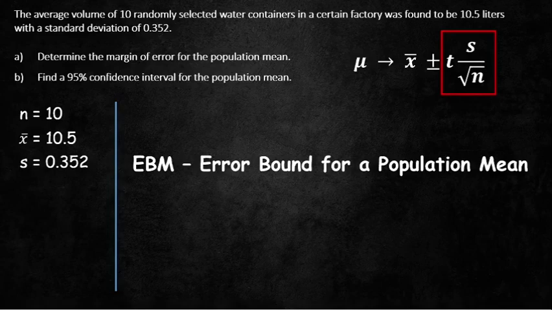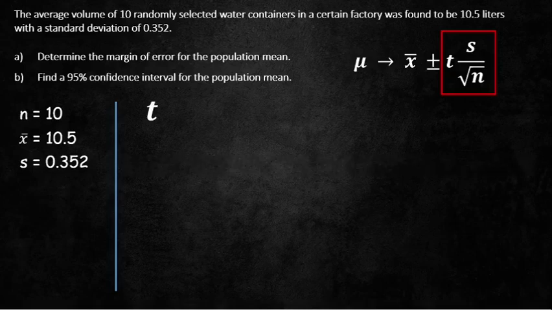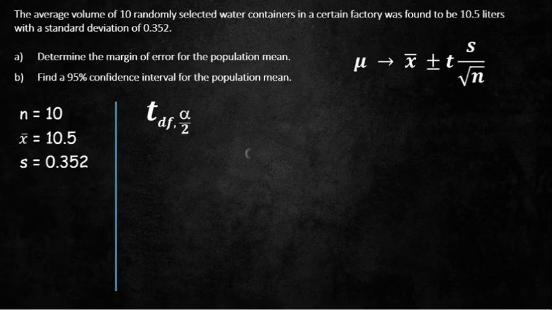Now we cannot yet compute for the margin of error simply because we still don't have the value for our t. t has a subscript df for degrees of freedom, comma alpha. You've already learned that the degrees of freedom is computed as n minus 1. The value for n is 10, so 10 minus 1 is equal to 9.